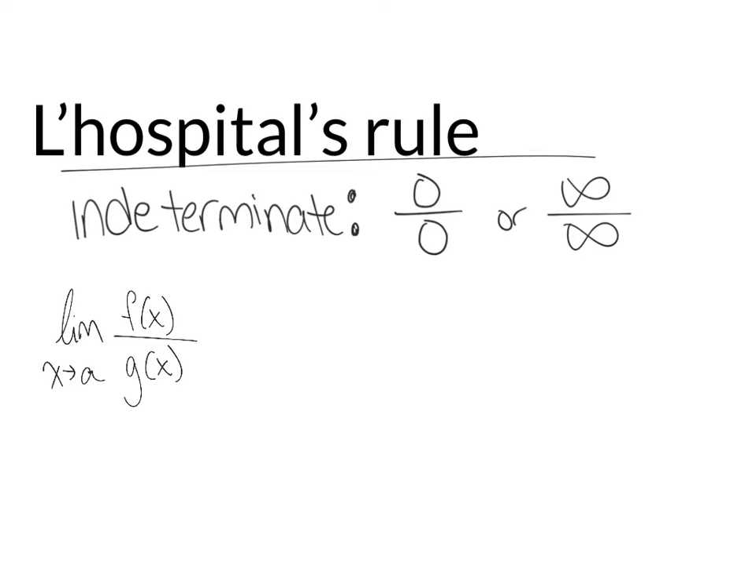So let's say we're given some limit, x approaches some value a, and we are trying to evaluate the limit of f of x over g of x, so some fraction where we have two functions, you could say. What we're allowed to do with L'Hopital's rule is keep the limit, but we're going to have the derivative of the top and the derivative of the bottom.